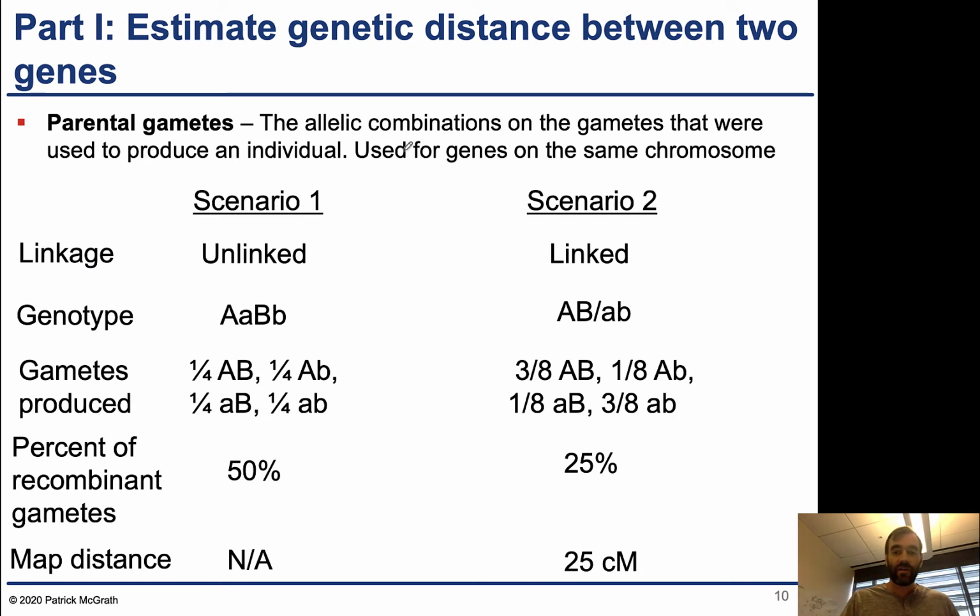All right, so let's look at two different scenarios. And so how do you actually do this? The way you do this is you recognize the recombinant gametes, and you divide that by the total number of gametes that are produced.